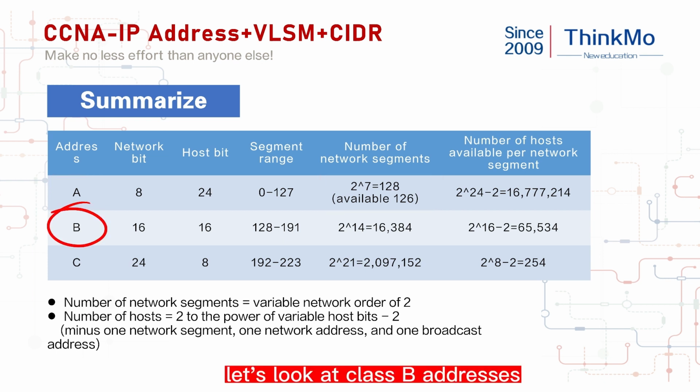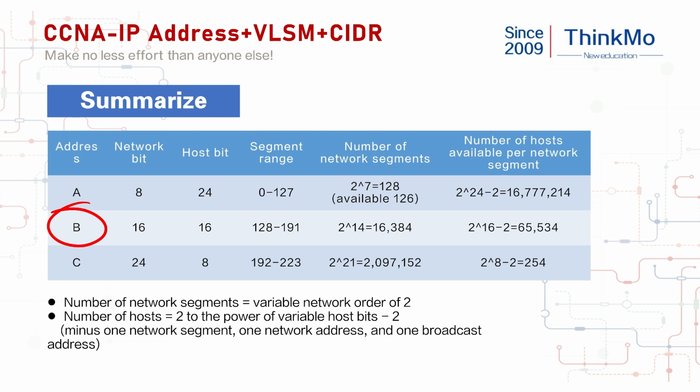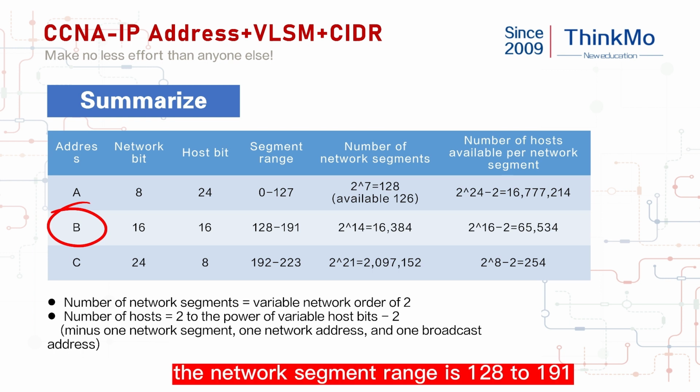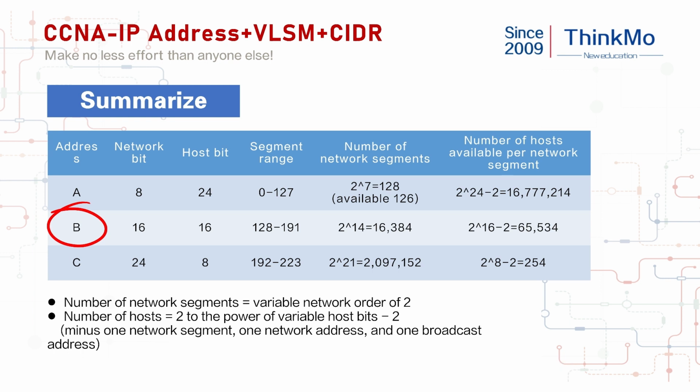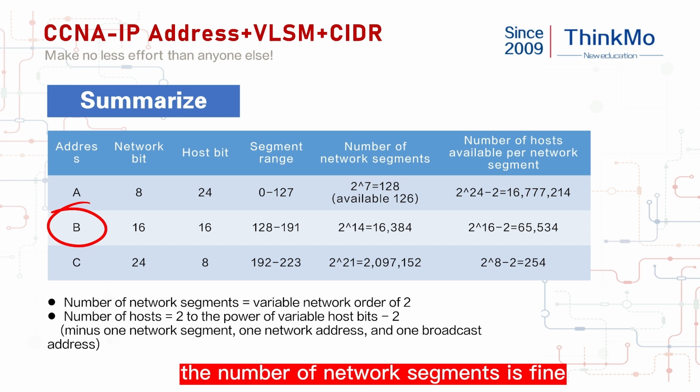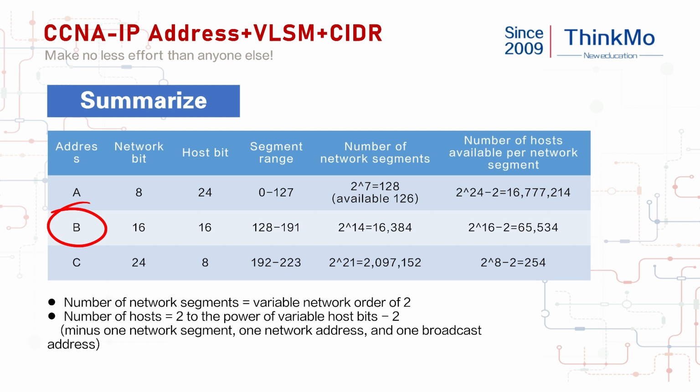Let's look at Class B addresses. Network bits are 16 bits. The host bit is also 16 bits. The network segment range is 128 to 191. The number of network segments is 2 to the power of the variable network bits. A total of 16 network bits.